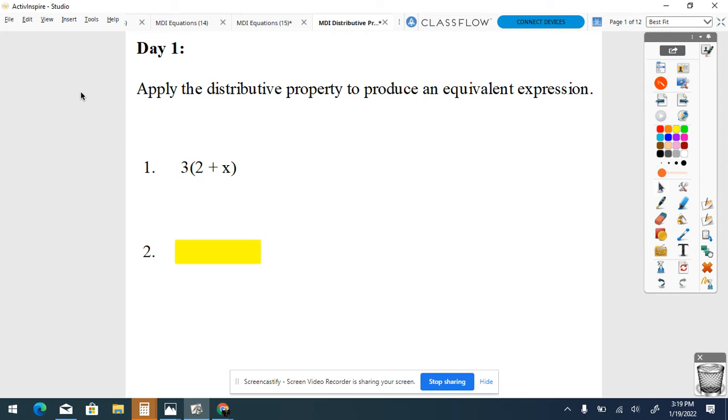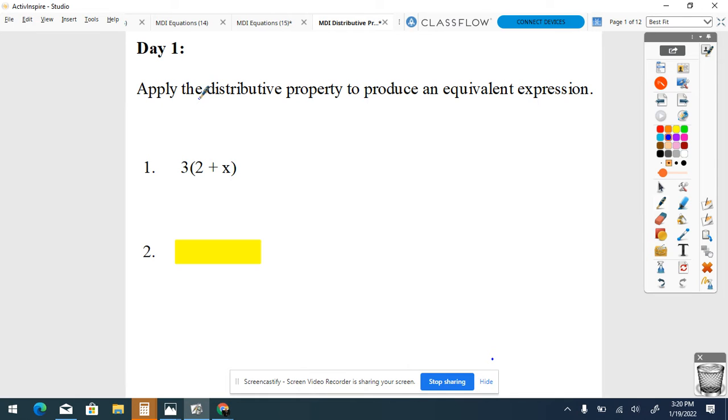All right, we're going to have two videos today. The first video is going to be just the MDIs and bell ringers because we have quite a bit to make up. Then the second video will be the lesson. So go ahead. This should be day one, and this should be written on Wednesday. So on your MDI sheet, day one should be written on Wednesday.